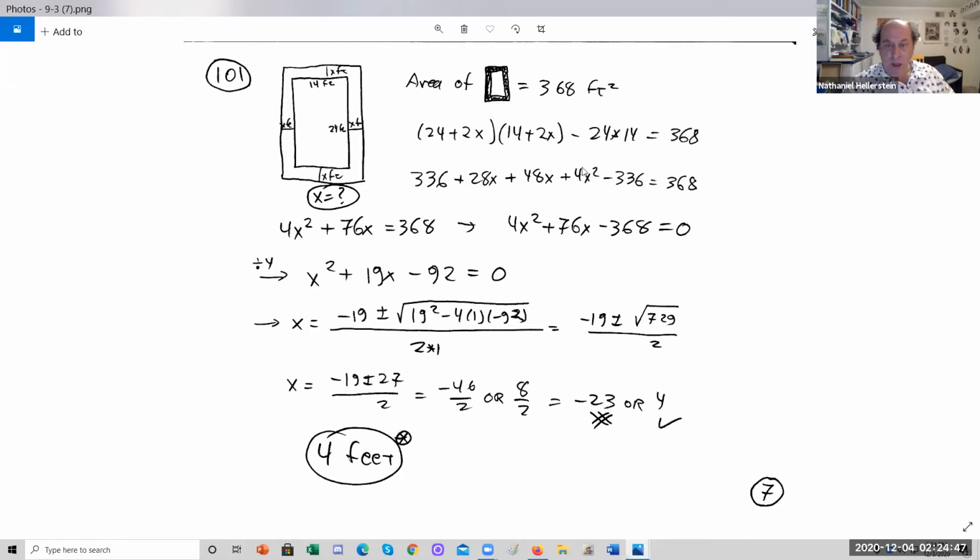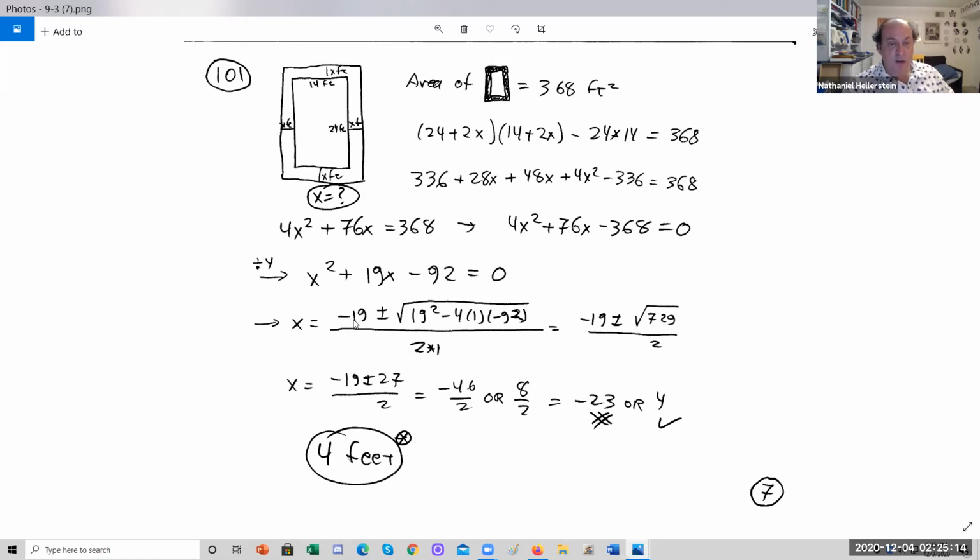So you expand these, multiply these, the 336s cancel. After a bit of combining and transposing, here you go. 4x squared plus 76x minus 368 equals 0. Okay, these numbers all can be divided by 4. When you do that, you get x squared plus 19x minus 92 equals 0. Finally, okay, pretty simple quadratic. Put it into the formula.